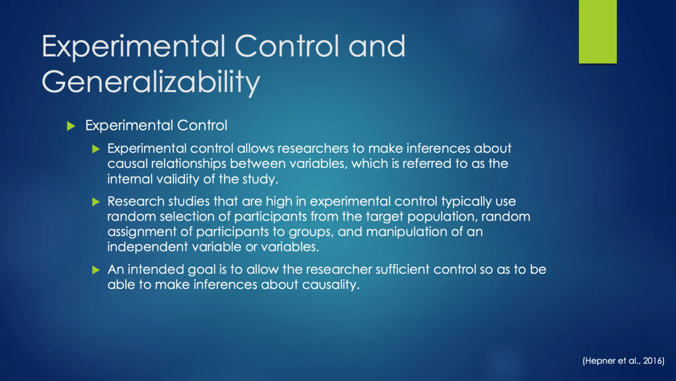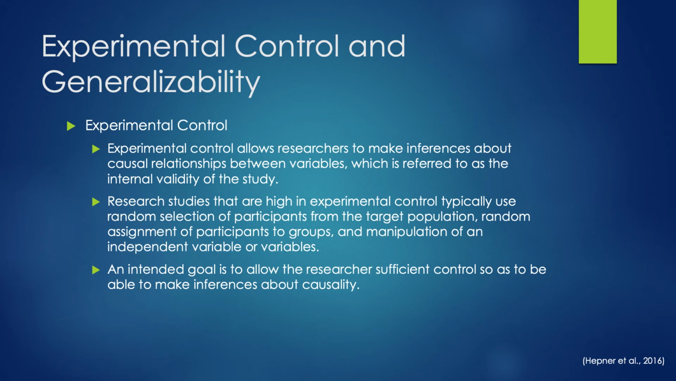So experimental control and generalizability, and this is kind of what I've been talking about already. Experimental controls allow researchers to make inferences about causal relationships between the variables, which is referred to as internal validity of the study. So if we can control, then we can say the causal relationship is because of these two variables, and we can say there are no other variables outside of that.